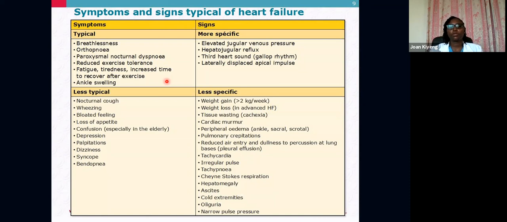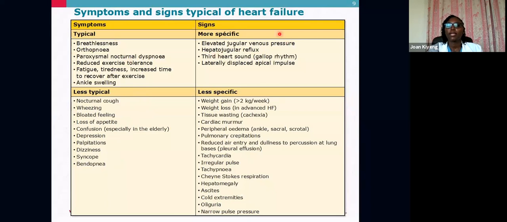The less typical symptoms: patients can just come with a cough that is occurring at night, and they can even come with bloating. They can come with loss of appetite. They can come with palpitations, dizziness, syncope. Some even have confusion in the elderly. So there are some less typical symptoms, and then there are typical symptoms.